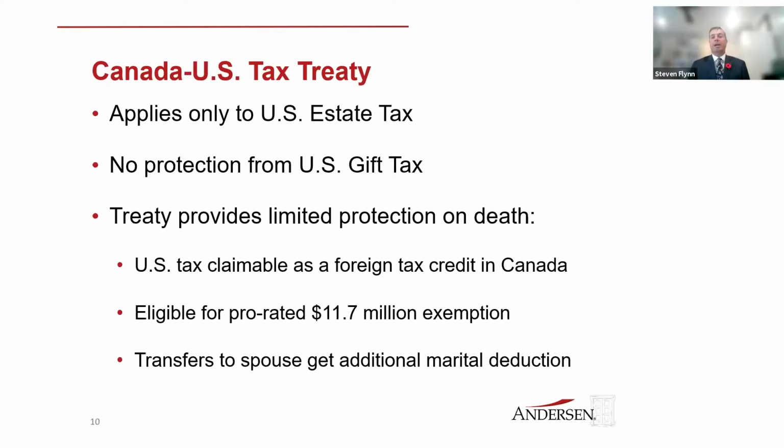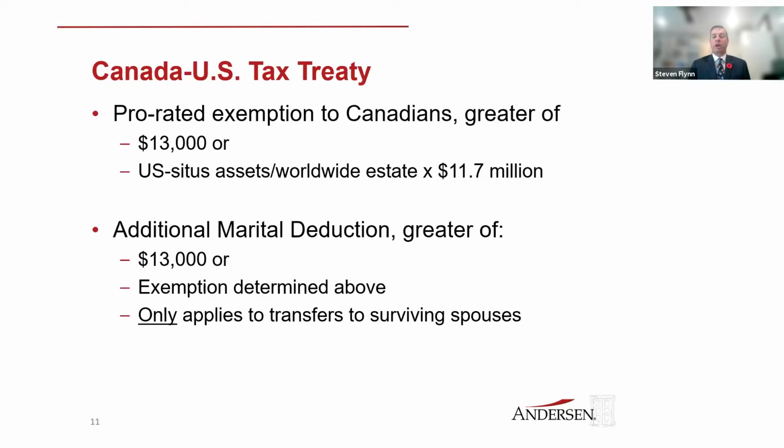Right. Absolutely. And you can add to that, if they're married, their spouse gets an additional marital deduction. So the family can look at $11.7 million times two, close to $23 million together. Next slide. We've talked quite a bit about this. This kind of shows the calculation of that prorated exemption, talks about the marital deduction.